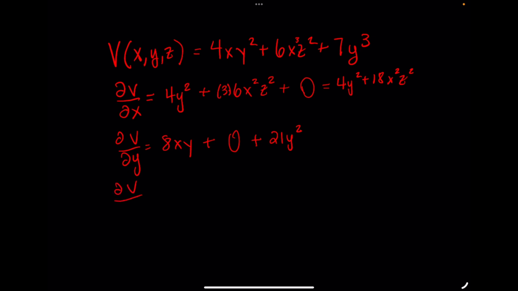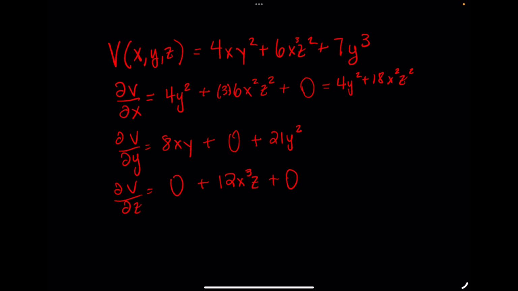And then finally, with respect to z, we got a 0. And then we have a 12x cubed z, and then a 0. Okay? And so, well, we're not done yet, right?